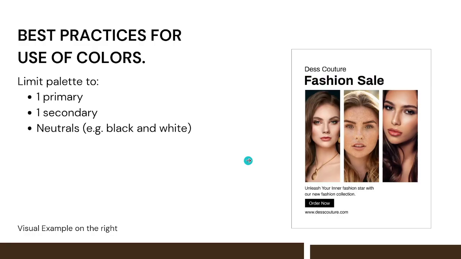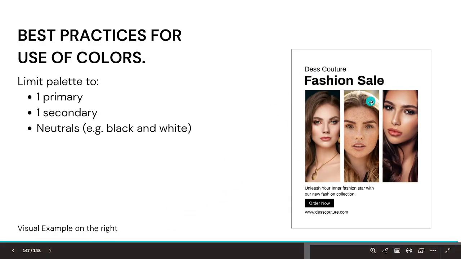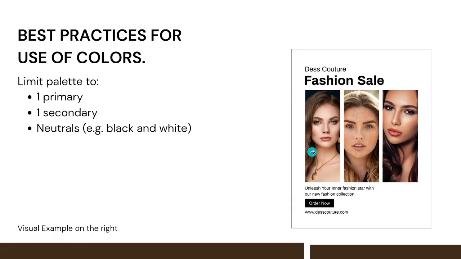So, best practices for use of colors: it is best that we limit our palette to one primary color, one secondary color, and we can also make use of neutrals. Neutral colors are, for example, black and white. Neutral colors are colors that cannot be found on the color wheel, but are also part of the colors that can be used in design. And there's a visual example here on the right, where the neutral colors were mostly used. Looking at this, we can see the use of black, the white background, and the use of black color for the text.